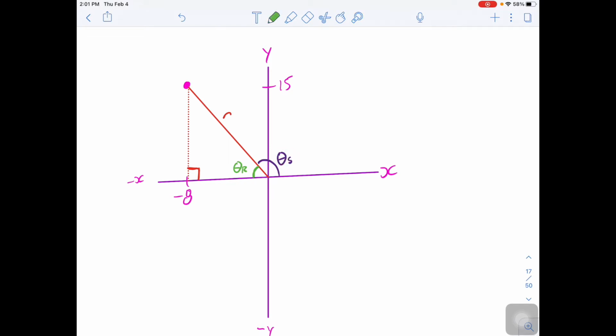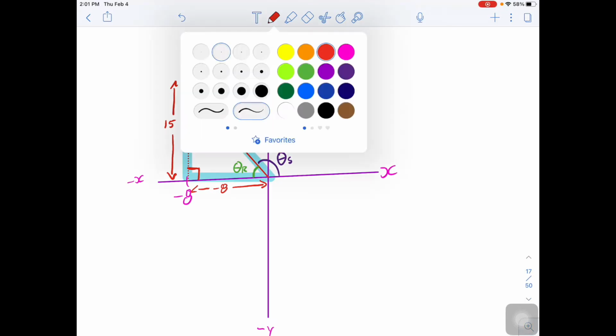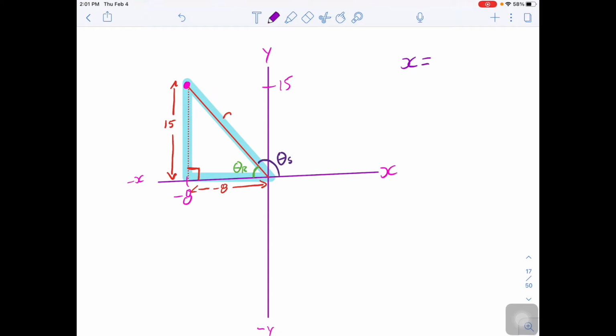So let's note some values that we know about this. Remember, we're focusing on the fact that we have a right triangle here, which is very useful to us. So we can see our right triangle visually, and we actually know the length here. It's 15, it's our y coordinate. We know the length here, it's -8. And then our r value, well, we're going to have to find that. So let's list all the things we know. That's usually your first step. x equals -8, y equals +15, and then the r value is a question mark here.